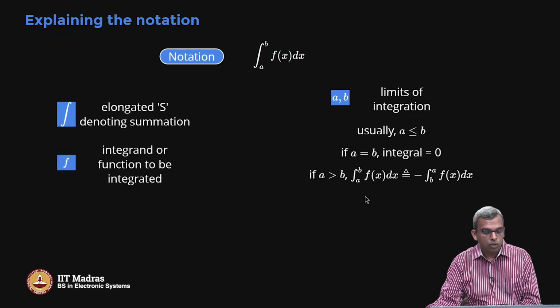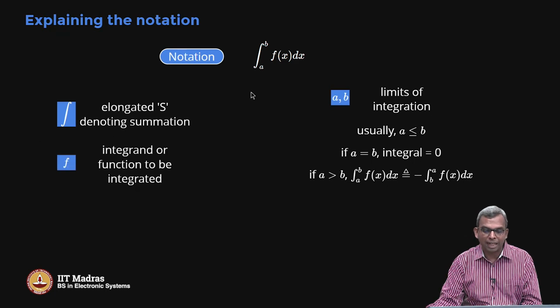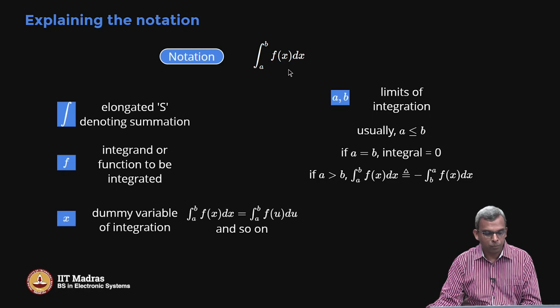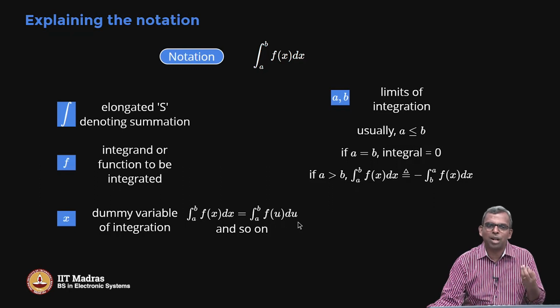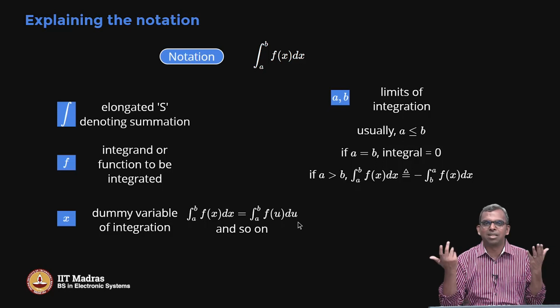This f is the integrand, or the function that needs to be integrated. That part is easy. x, it turns out, is nothing but a dummy variable here. We keep writing the integral from a to b of f of x dx, but the x itself doesn't matter. It's a dummy variable, meaning you can change x to any other variable, any other independent variable u, and then the integration remains the same. Whether you plot f of x versus x or f of u versus u, how will the area under the curve change? It's not going to change, right?